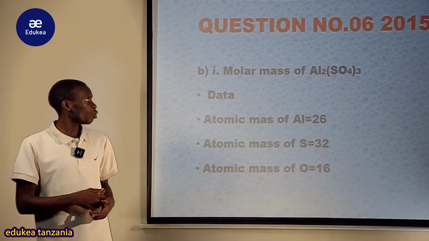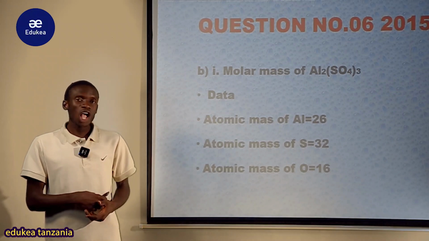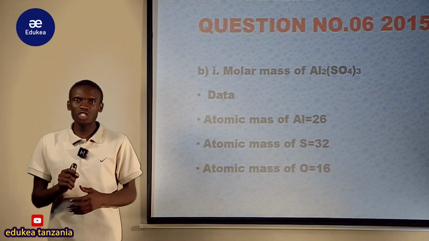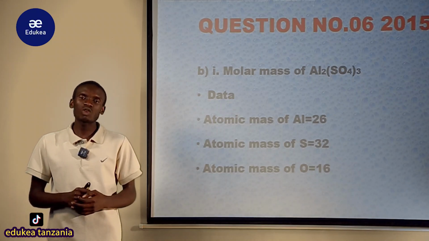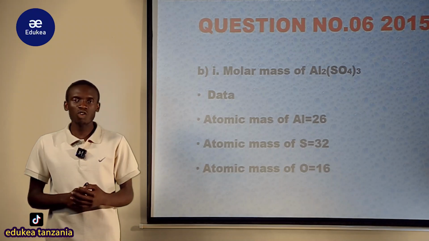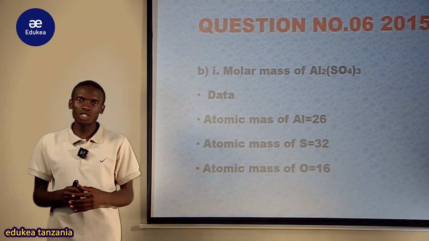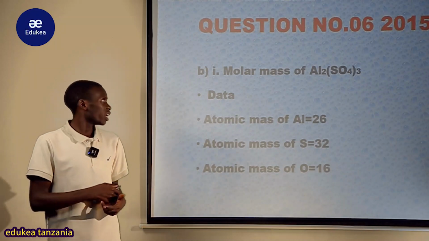Another question was to write the molecular formula of the compound. As I've said, first you have to know the relative atomic mass of each element in the compound. After knowing the relative atomic mass of each element in the compound, you will be able to take the sum of all elements in the compound, and that will be the total mass of the compound.